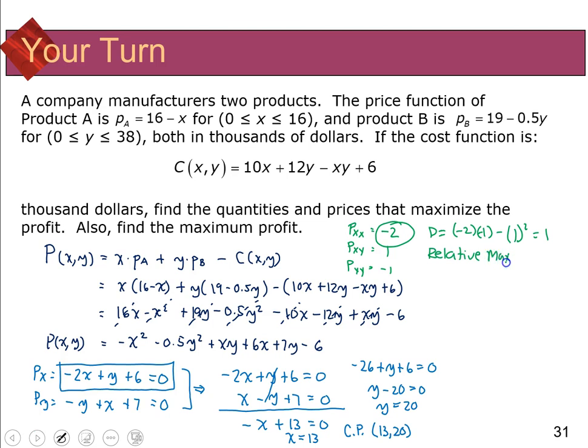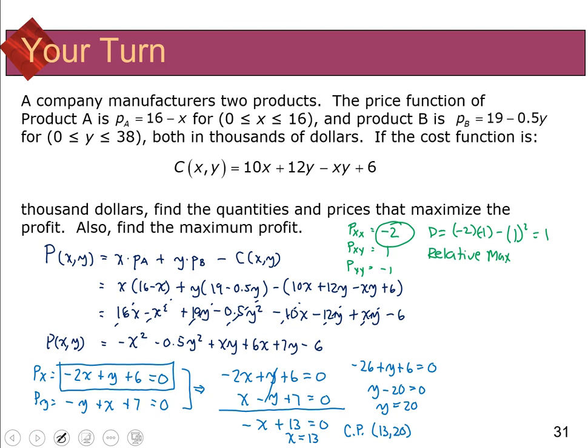So it's always good to do that to make sure that you are calculating things right. If you find a critical point, great, but you want to make sure it's the right type of critical point and make sure you didn't make any mistakes with your variables. So I do know that 13 and 20, 13 of product A, 20 of product B, is what I want. But I've got to figure out the other parts of this.